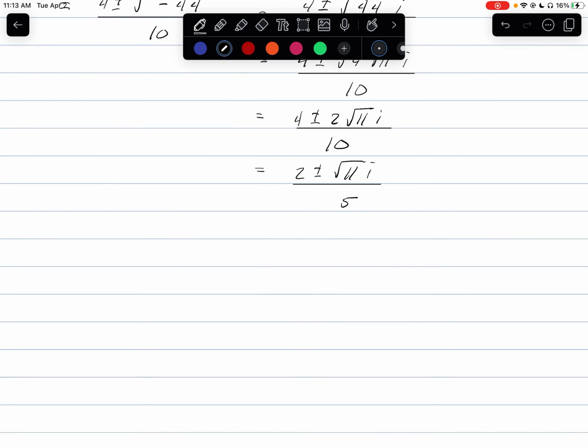And so that's about as simple as we are going to make that, but we should split this up. So we'll have x is equal to 2 over 5 plus the square root of 11 over 5 i, and then x is equal to 2 over 5 minus the square root of 11 over 5 i. And that will be your solution.